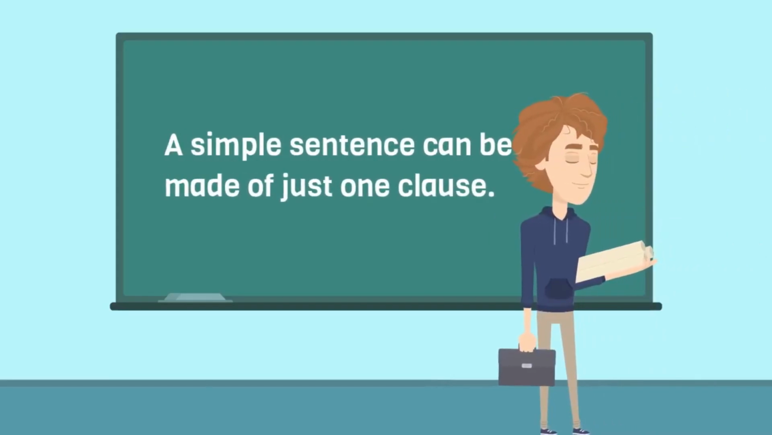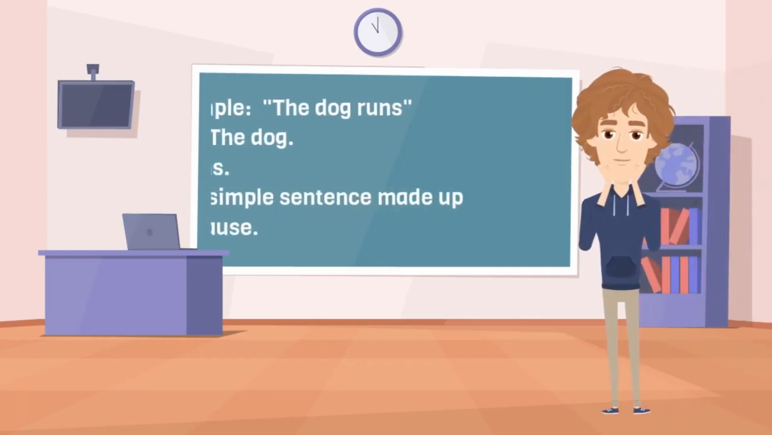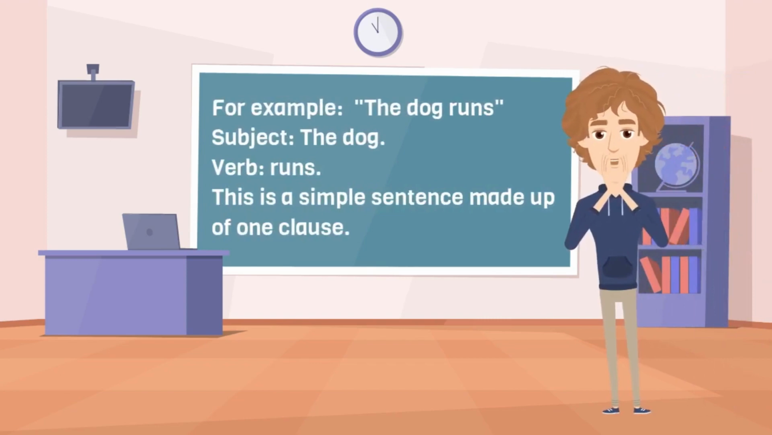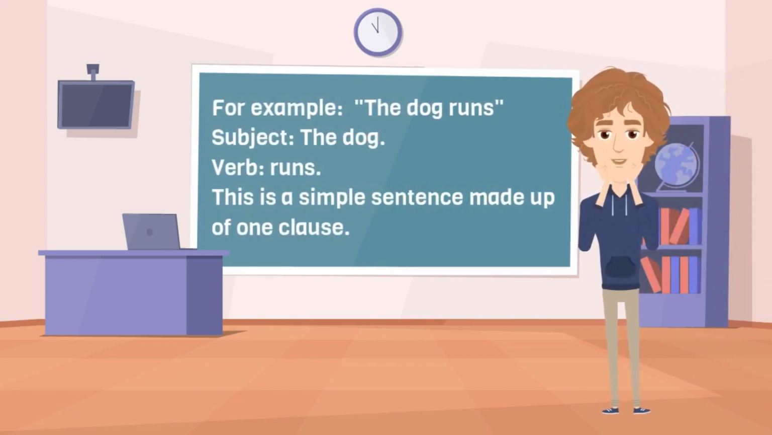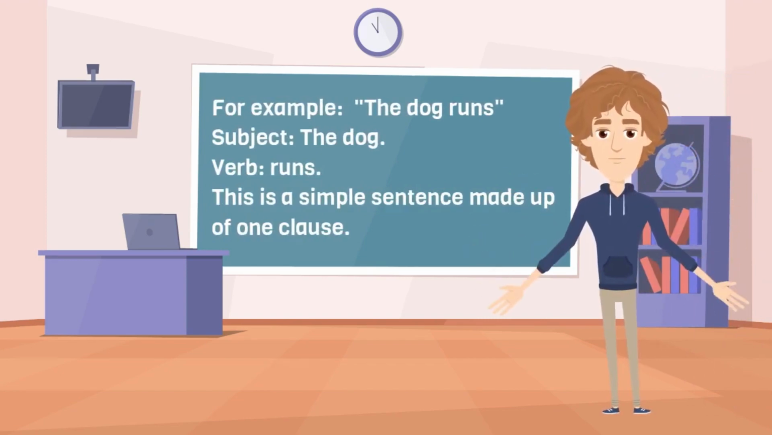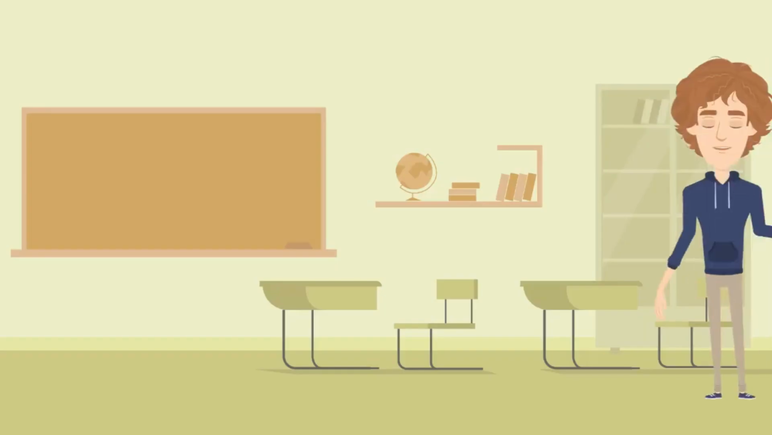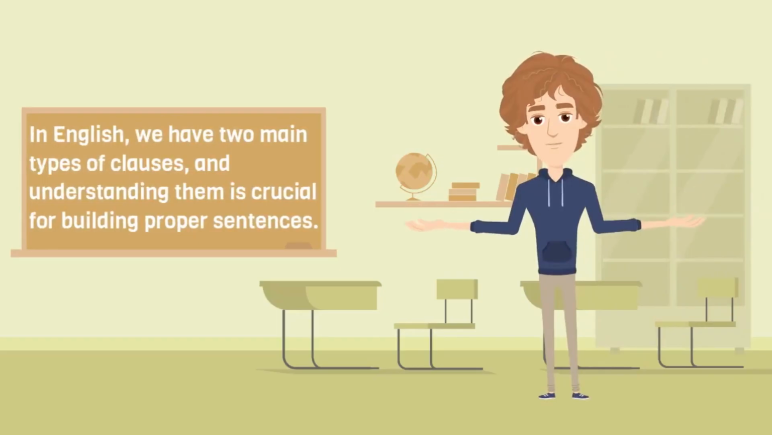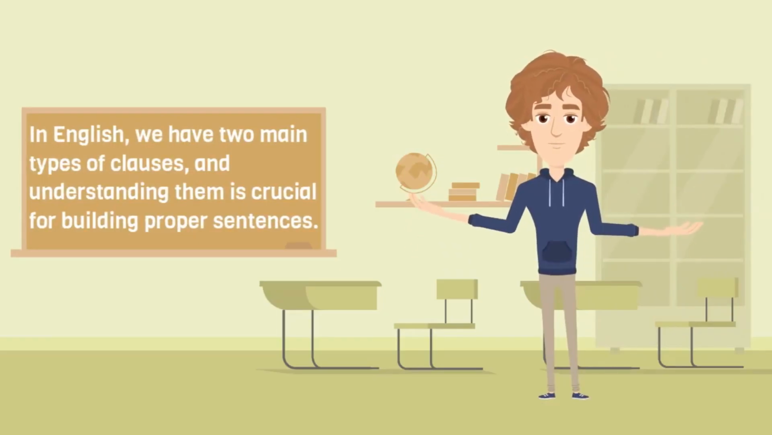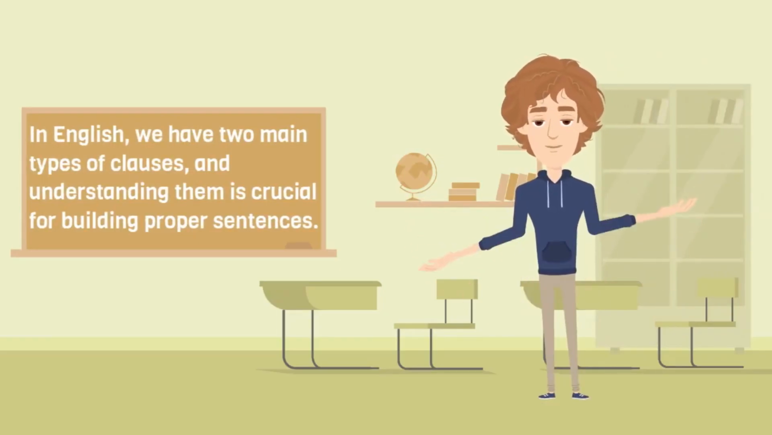A simple sentence can be made up of just one clause. For example, the dog runs. Subject, the dog. Verb, runs. This is a simple sentence made up of one clause. In English, we have two main types of clauses, and understanding them is crucial for building proper sentences.